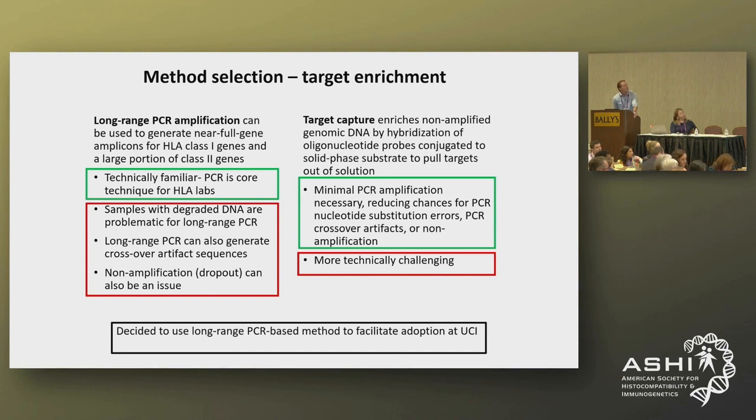Long-range PCR can generate crossover artifact sequences, and non-amplification of certain target alleles can be a significant issue. So a newer technology is target capture, which uses oligonucleotide probes to pull target sequences out of solution from genomic DNA, and then you do your library prep with minimal PCR amplification. That's great. It reduces a lot of the negative technical errors that occur in long-range PCR, but it's much more technically challenging. And thinking about the Irvine lab with a small number of technicians with no high-resolution typing expertise, I decided that the best way to approach this was keeping it generally familiar with PCR and within a world that was more comfortable. So we ended up going with the long-range PCR method.